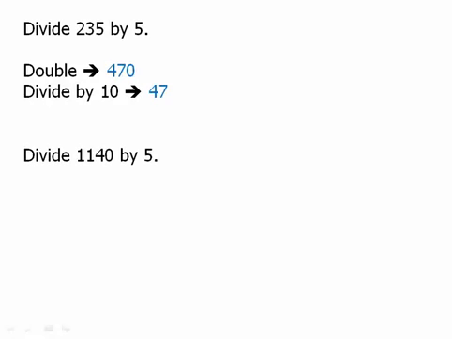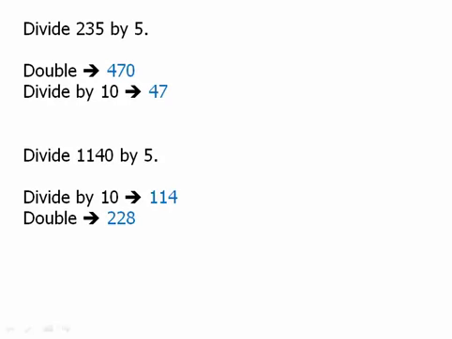Here's another one. Divide 1140 by 5. Pause the video and do this in your head. Okay, here, what I'm going to choose to do first is, because it's divisible by 10 already, I'm just going to divide by 10 just to get a smaller number. So I divide this by 10, and I get 114. Now I'm going to double. Well, 100 doubled is 200, 14 doubled is 28, so it's going to be 228, and that is the answer. 1140 divided by 5 is 228.